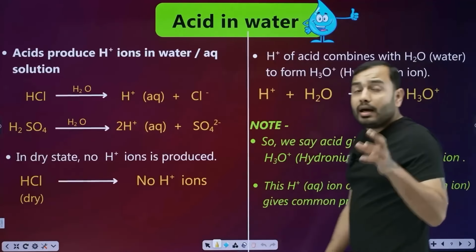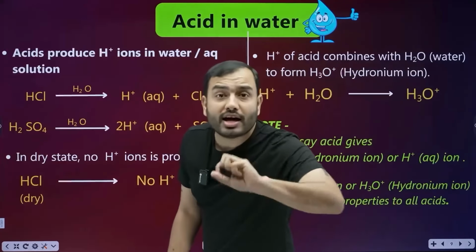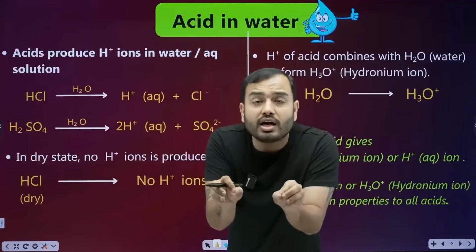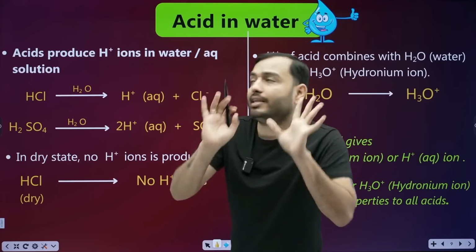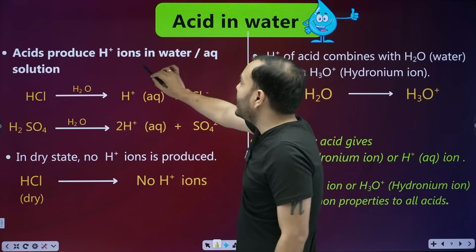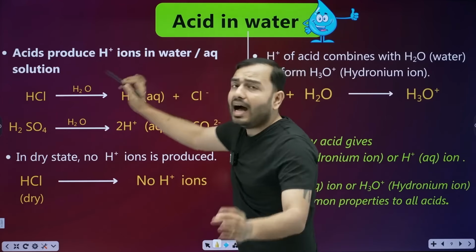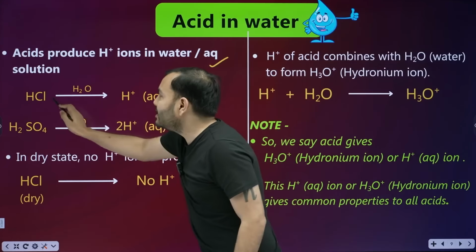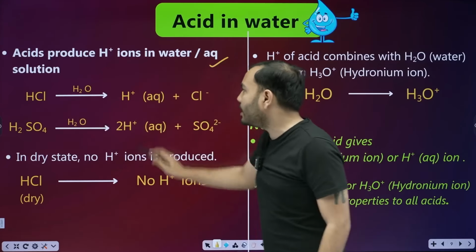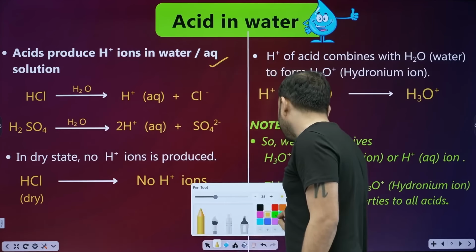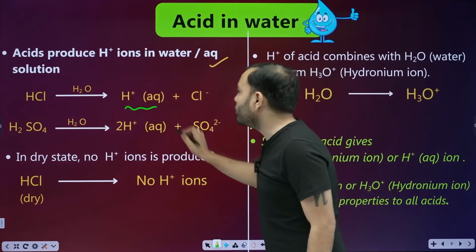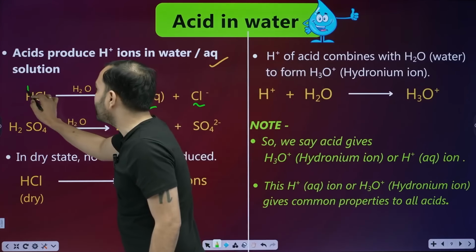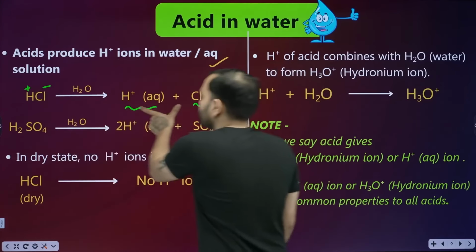Let's move ahead. Now comes what will happen if we put acids in water. We started from here. When you put acid into water, it will give H plus ions. Look, acid produces H plus ions in water or aqueous solution, any solution of water. This is HCl acid. We put it into water. What came out? H plus ions came out, plus aqueous, and what else? Cl minus. Look, it will break like this, cation and anion, H plus and Cl minus.